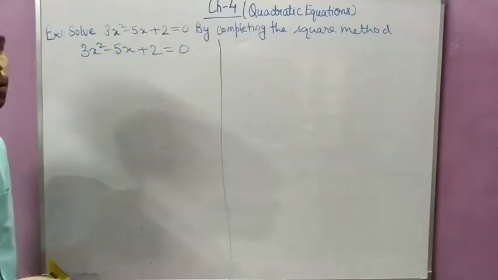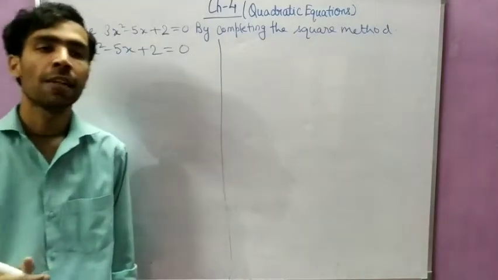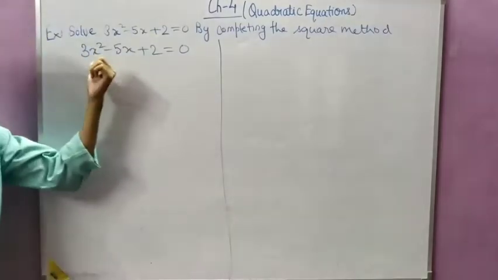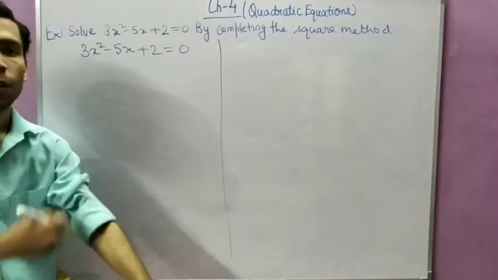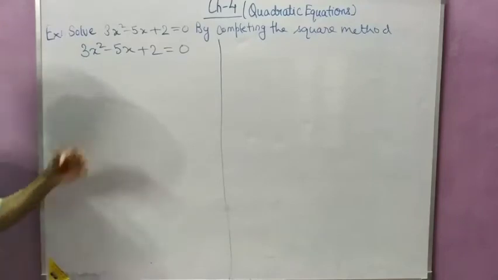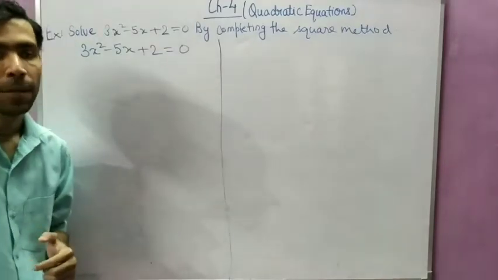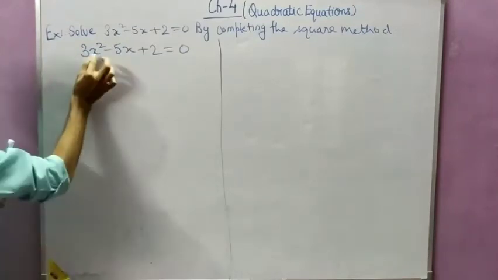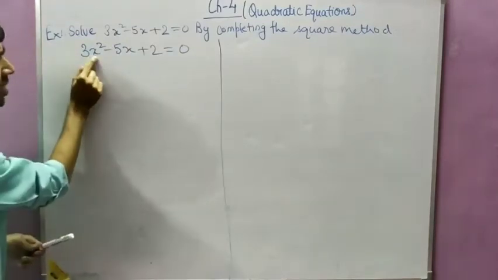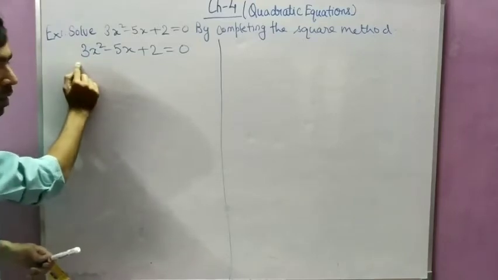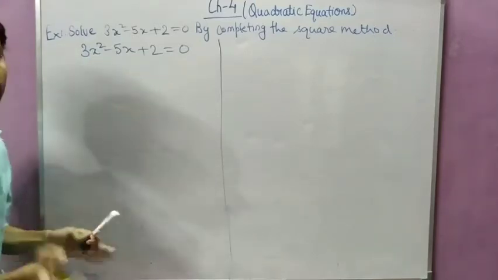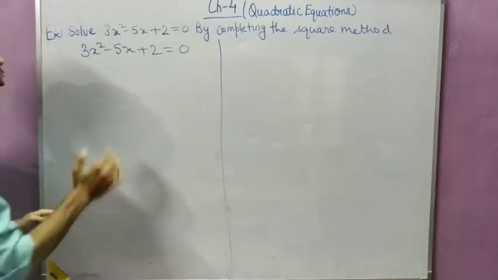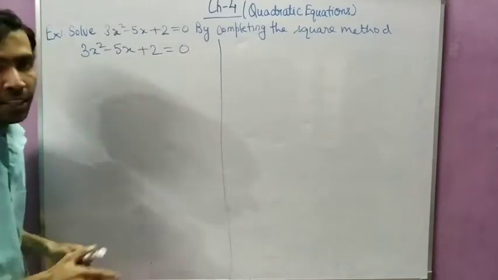What is the first step, children? The first step is that we have to make the coefficient of x square equal to 1. But here the coefficient of x square is 3. So what you will do, you will divide both sides by 3, so that we make the coefficient of x square 1. Whatever is the coefficient of x square, you will divide both sides by that only, because we have to make the coefficient of x square 1. So I will divide both sides by 3.